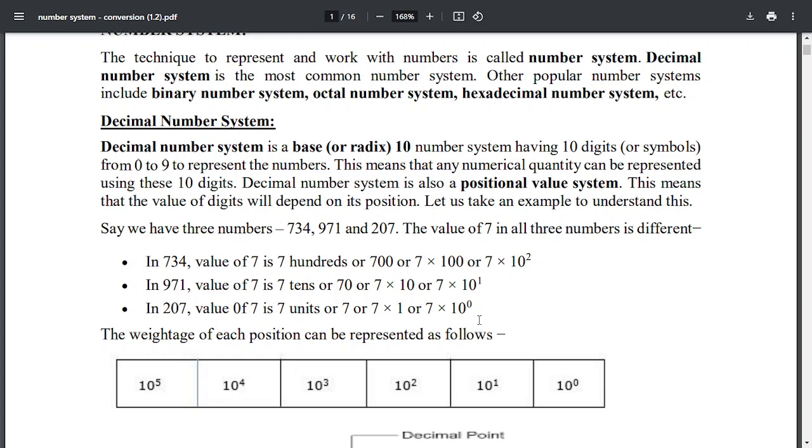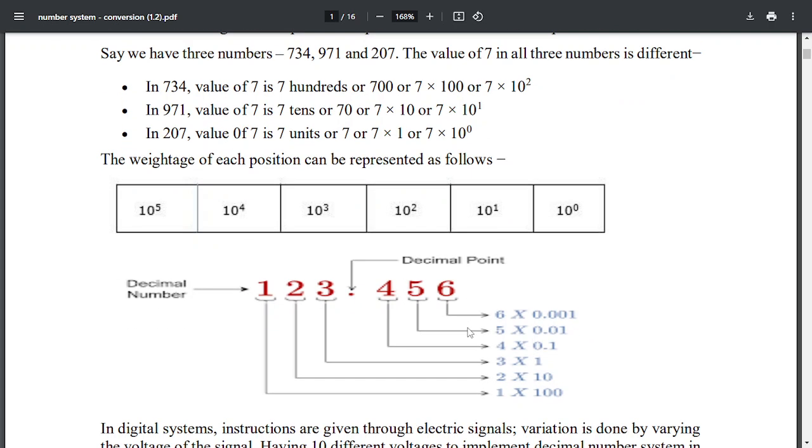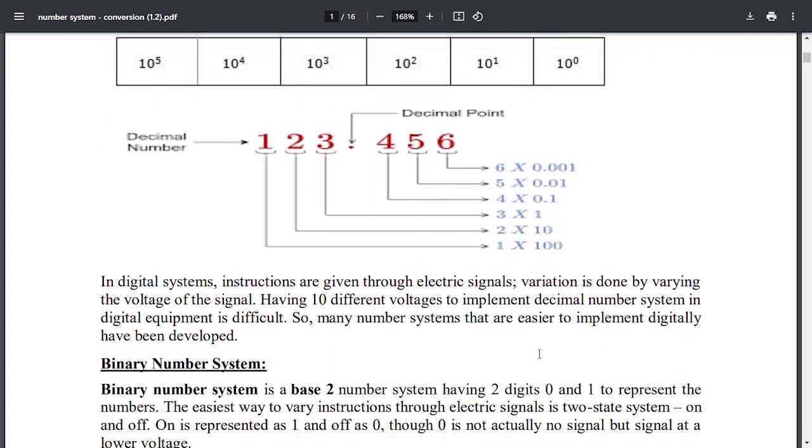Similarly, if I take any fractional number, it contains a point which separates the integer part from the fractional part. That point we call the decimal point. Before the point, the positional values are represented using positive powers of 10, like a normal number, whereas after the point the positional values are represented using negative powers of 10 in the decimal number system. This is the difference between a normal number and a fractional number.